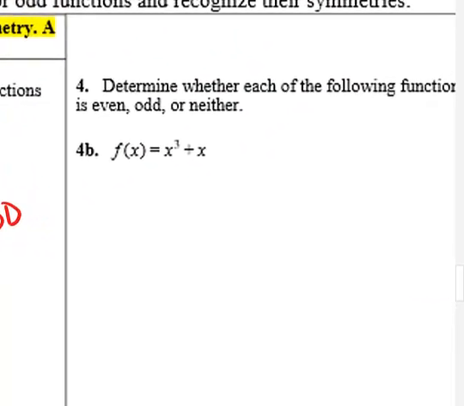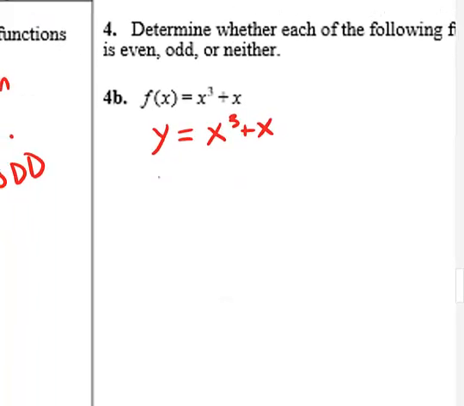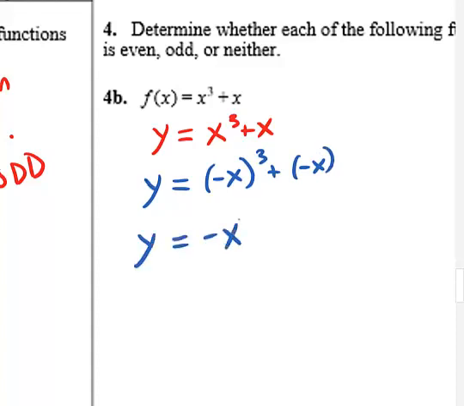Let's see, and here's 4b. This one's a little more complicated. Maybe we'll actually try this one. So we want to test for y-axis symmetry. I'm going to put a negative in for both x's. We haven't seen one where there's more than one x. So the cube on the x would not get rid of the negative, and then this x is still negative.